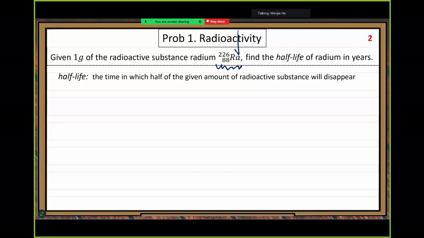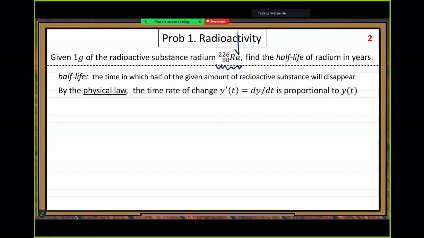Let me talk about that hidden constant. Here, we need to apply some physical law. So what is the law? The modeling part. We need to do the modeling part. Step number 2, modeling. The time rate of change, y prime, the derivative of the y function.